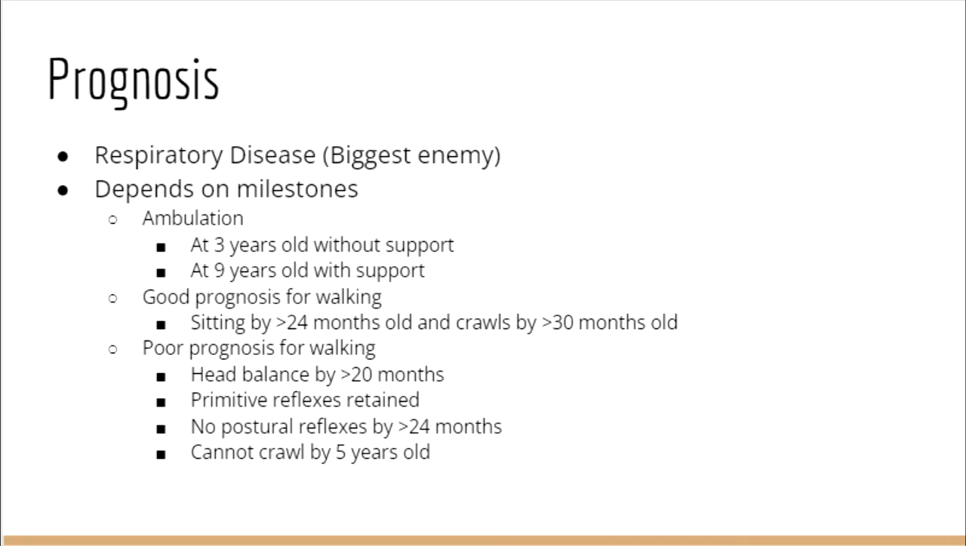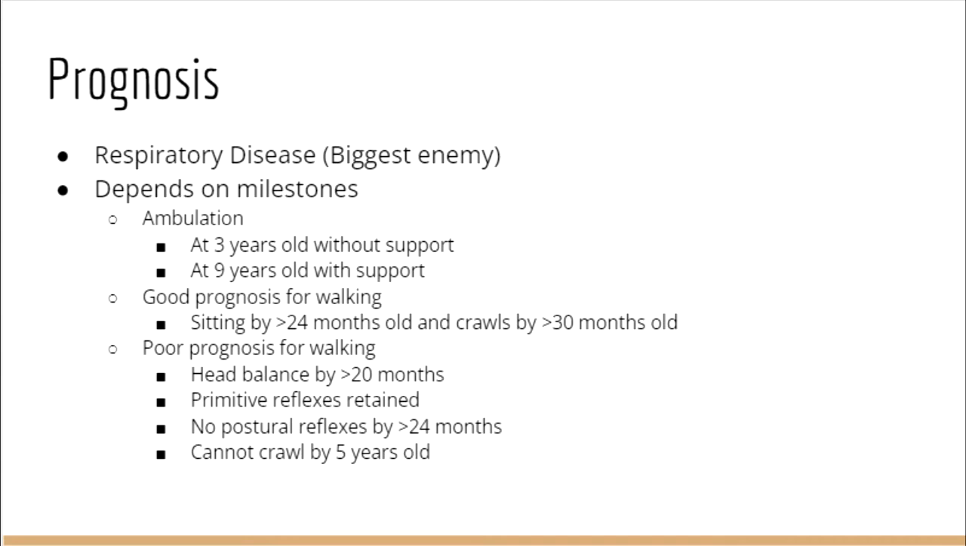Most children with cerebral palsy will survive into adulthood. Severely affected patients have a reduced life expectancy, but the most common cause of early death is respiratory disease, usually aspiration pneumonia. The prognosis of motor abilities depends on the cerebral palsy subtype, so the rate of motor development, ascertainment of developmental reflexes, and cognitive abilities.